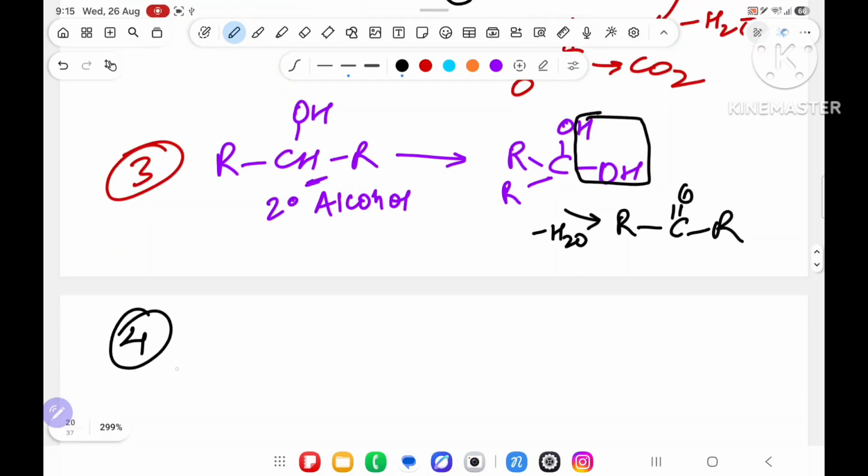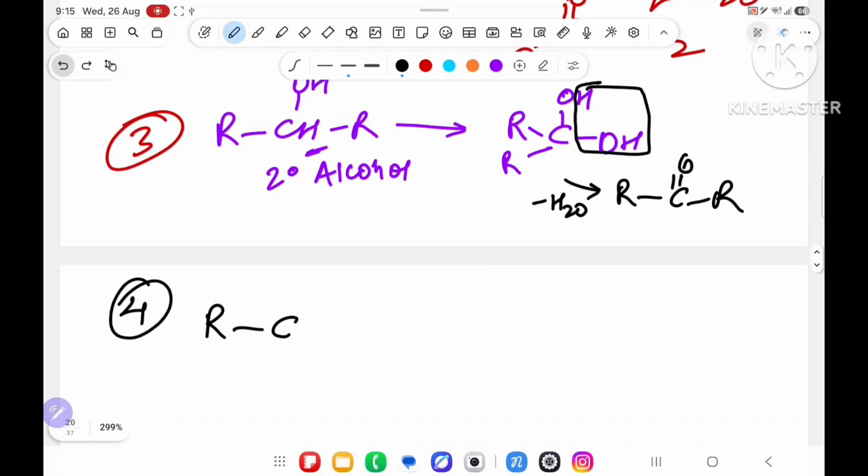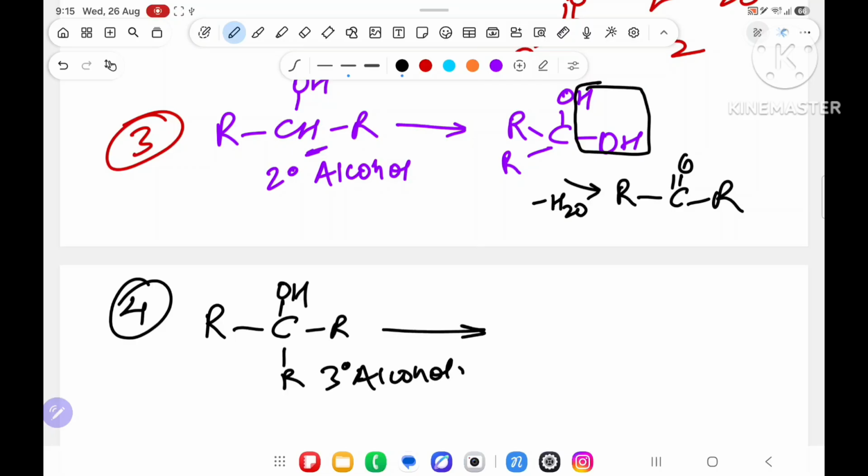Suppose I have taken the fourth example. R, C, R, OH, R and R, and then you will do oxidation. This is a 3 degree alcohol. What you will say? How many hydrogen are attached with this carbon? Sir, no hydrogen. It means no oxidation. It means however many hydrogen are attached, that hydrogen is converted into OH.